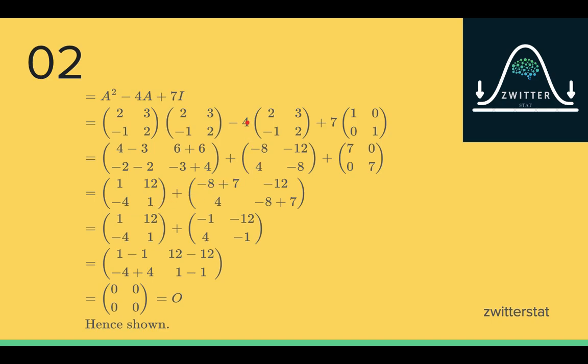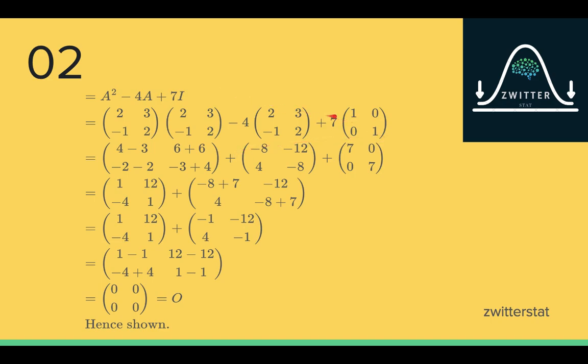then we will multiply 4 with each and every element. Now here the 4 is a scalar and I multiply minus 4, right? I take minus 4 as a scalar and I will multiply each and every element of this matrix with minus 4. So it gives me minus 8, minus 12, 4 and minus 8. Similarly, I am having an identity matrix.